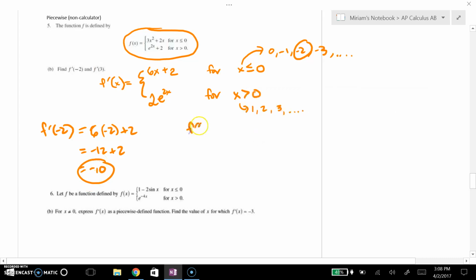I need to solve for f prime of 3. So I have to see where 3 lies. 3 is right here. So I'm going to use 2e to the 2 times 3, 2e to the 6, and that's it.